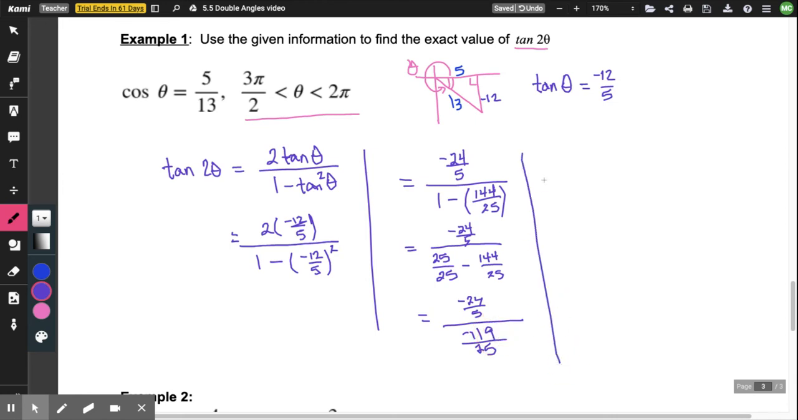All right, now finally, I can deal with the compound fraction that I've got going on there. Now, compound fraction is really just a division problem. So I'm going to write that out for you there. Negative 24 over 5 divided by negative 119 over 25. Now, the way we deal with dividing fractions is we keep the first one the same. We change it to multiplication, and we take the reciprocal of the second fraction.